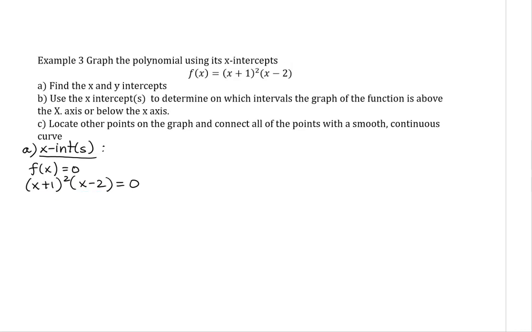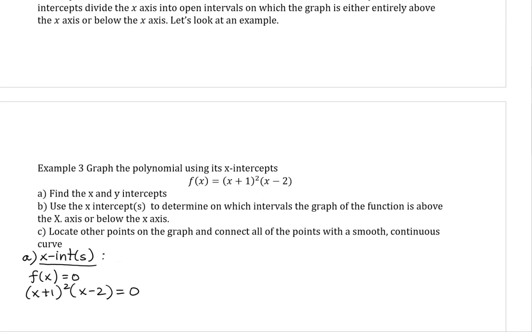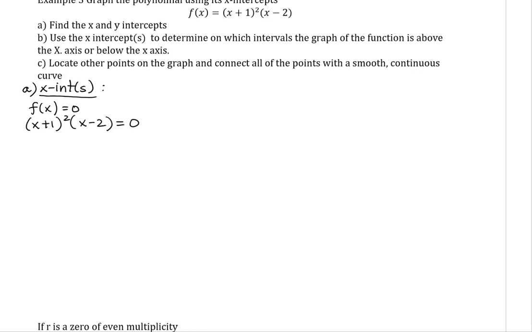But one thing you will learn about me is that I am very, very big on showing your work. I believe that your work should tell a story of what process you went through to get your answer. So I'm going to go ahead and set both of these factors equal to 0 and conclude that x is equal to -1 and x is equal to +2. So my two x-intercepts are the points (-1, 0) and (2, 0).